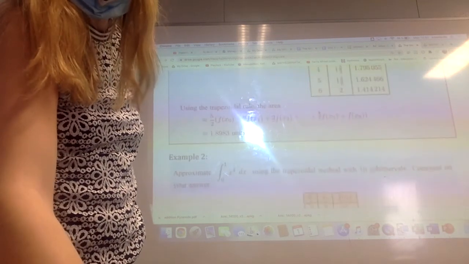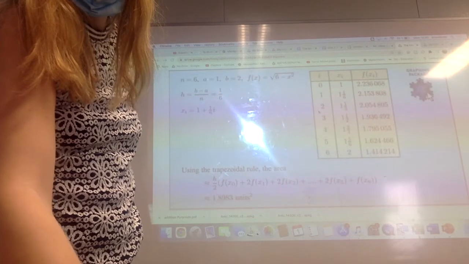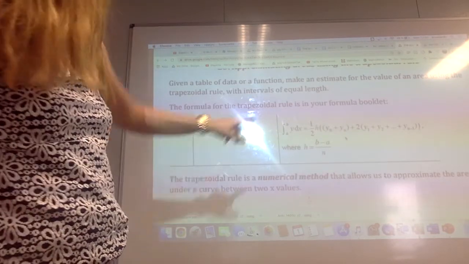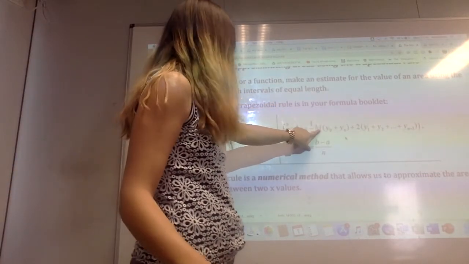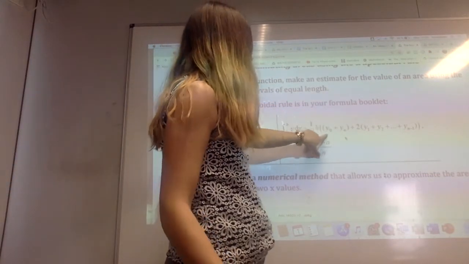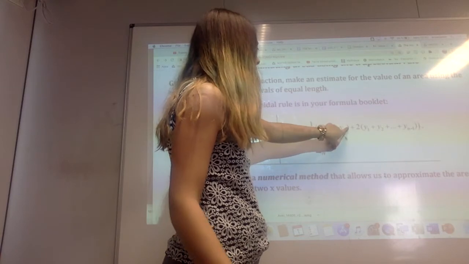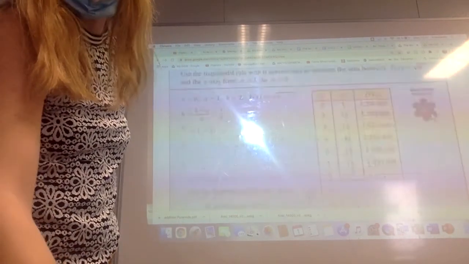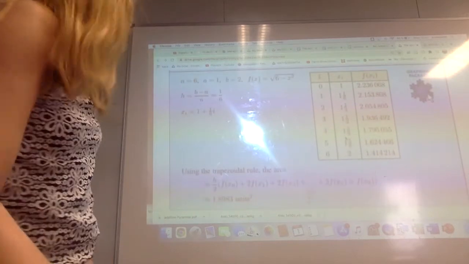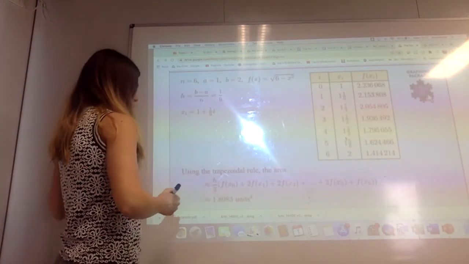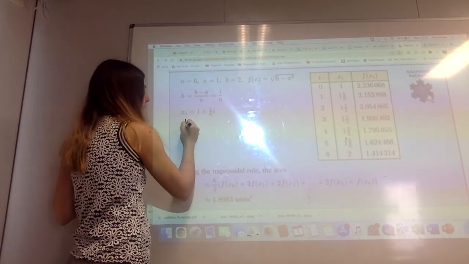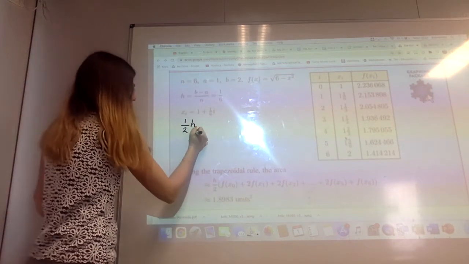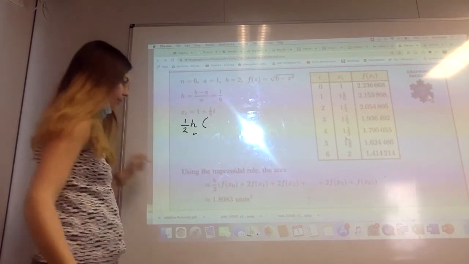So what we then need to do is you grab the formula. Now the formula is given to you in the exam like this. 1/2 brackets of the first plus the last, then plus 2 of everything else. And I'll show you how this works in practice. So we have 1/2 h. We've worked out h, brackets.